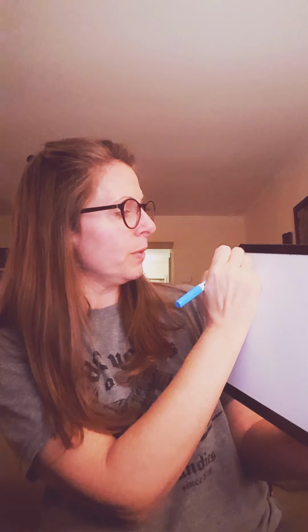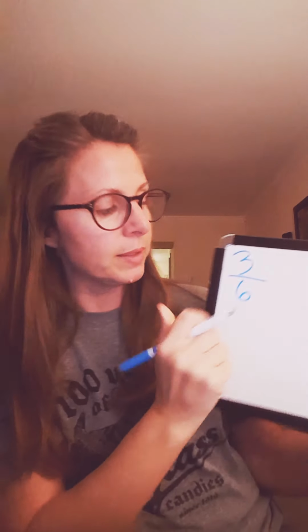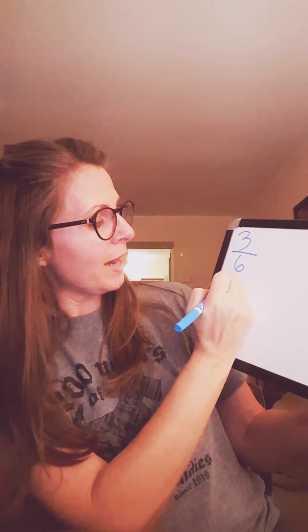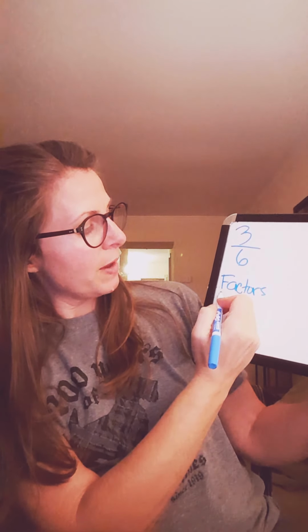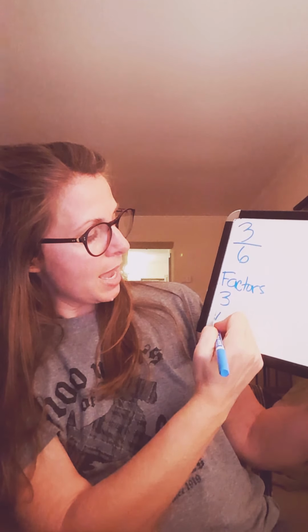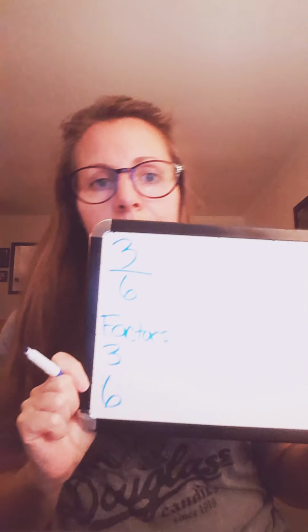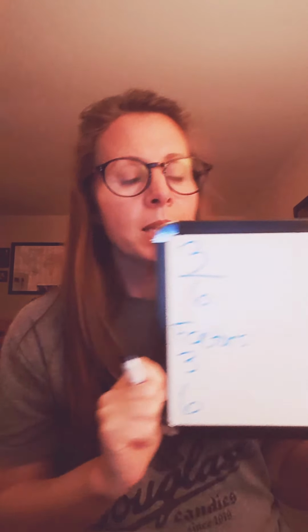All right, I'm going to give you 3/6. So write 3/6 up top. You're going to set this up in your notebook just like this. Underneath, you're going to write factors to remind us what we're doing. And we need to find factors for 3, the numerator, and 6, the denominator. Okay, so we're all set up now.